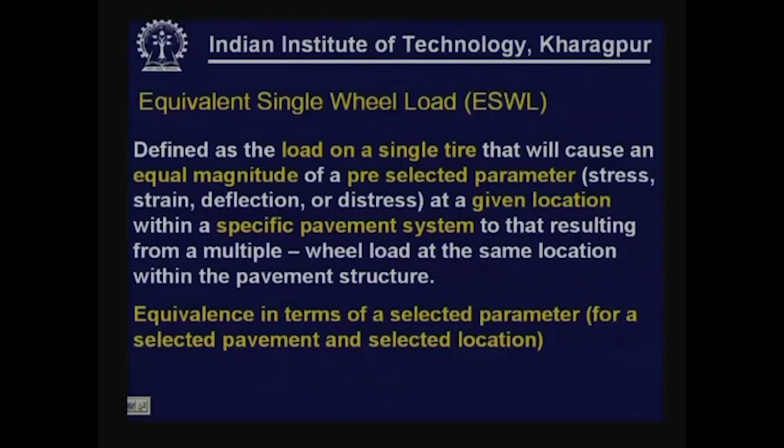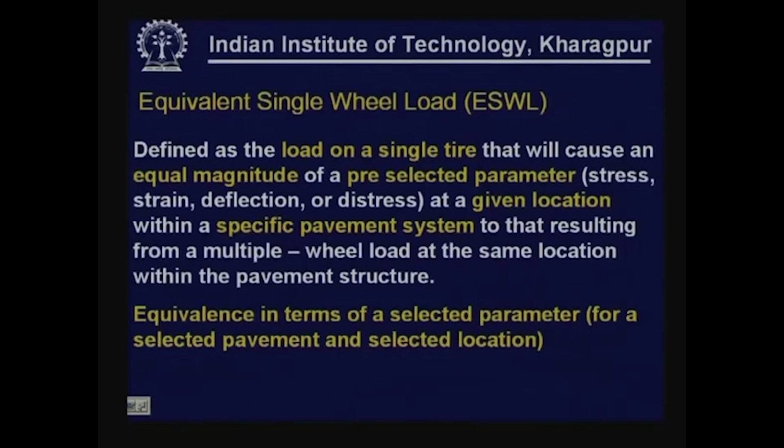Equivalent single wheel load is defined as the load on a single tire or single wheel that will cause an equal magnitude, that is where the equivalence is coming to picture, of a pre-selected parameter. Equivalence in terms of a pre-selected parameter, either stress, strain, deflection or some other distress at a given location within a specified pavement system, to that resulting from a multiple wheel load at the same location within the same pavement system. So, we are trying to compare two different situations.